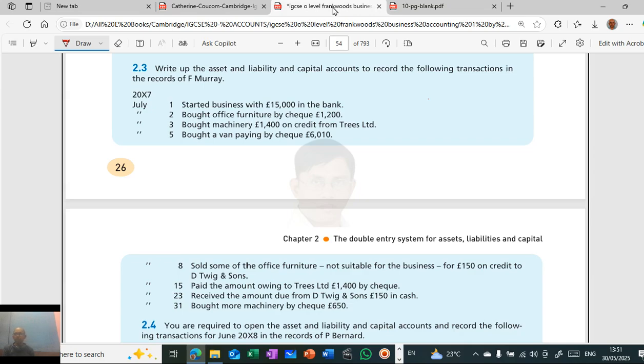So let us continue with the... This is Frank Wood's book. Write up the asset, liability and capital accounts to record the following transactions in the books of F. Murray. F. Murray is the businessman. He started business with 15,000 in the bank.